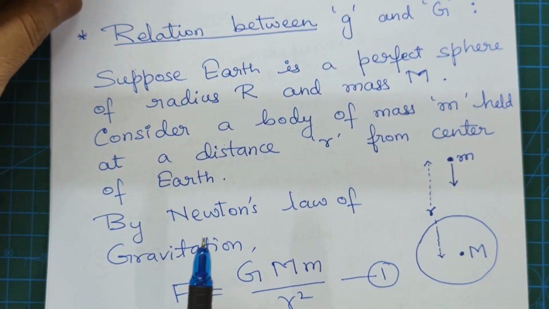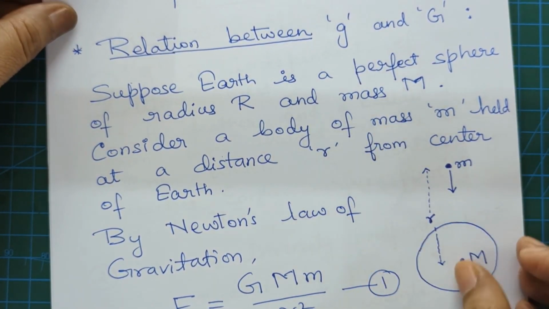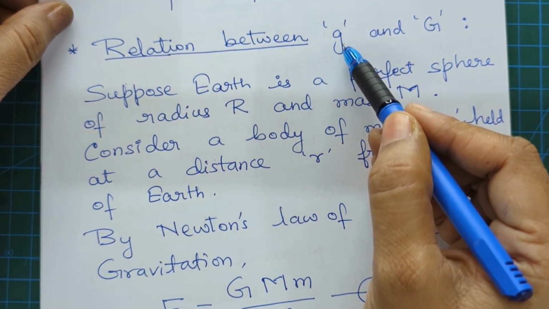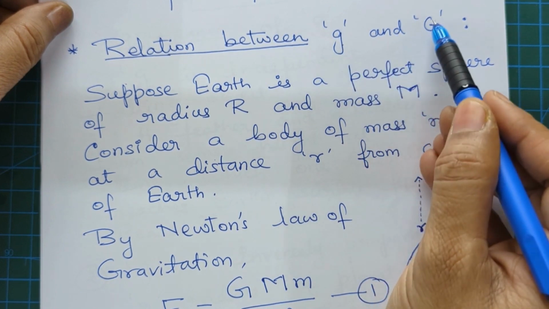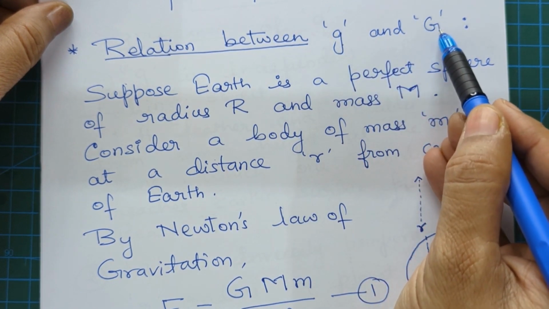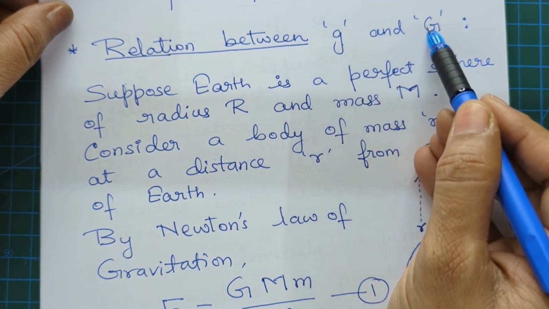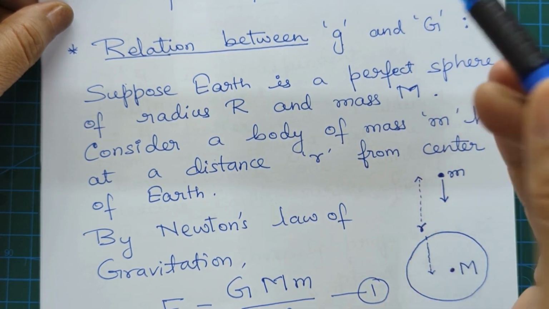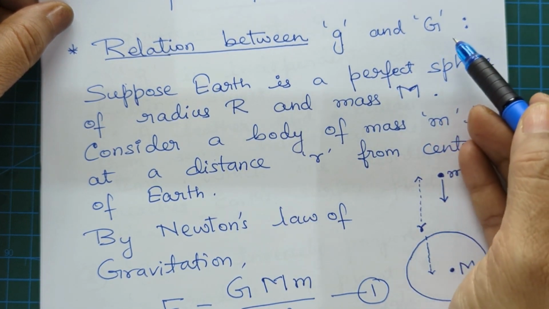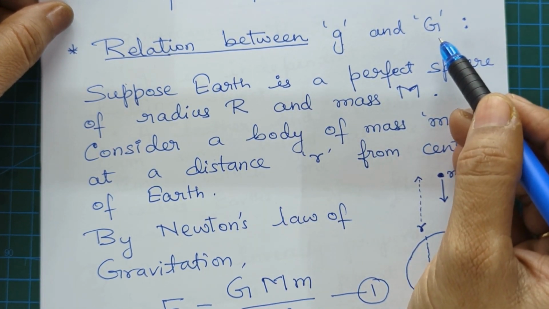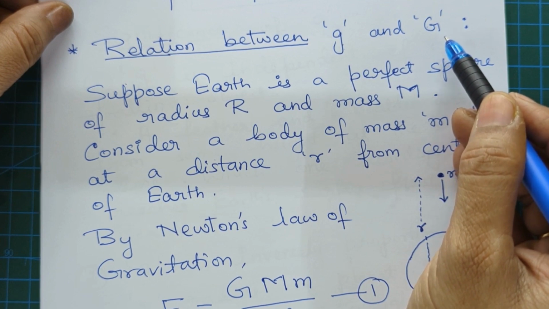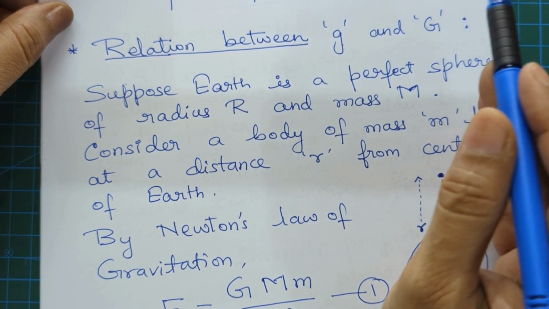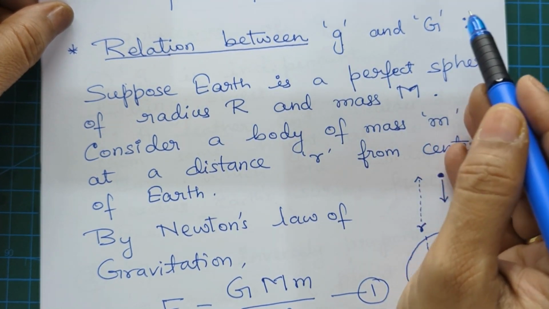Now coming to how to derive a common formula or relation between acceleration due to gravity, that is small letter g, and universal gravitational constant, that is capital letter G. So how are these two connected? Universal gravitational constant is a constant, literally depends upon nothing. Its value is 6.67 into 10 to the power minus 11 Newton meter square per kilogram square, or 6.67 into 10 to the power minus 8 Dyne centimeter square per gram square.